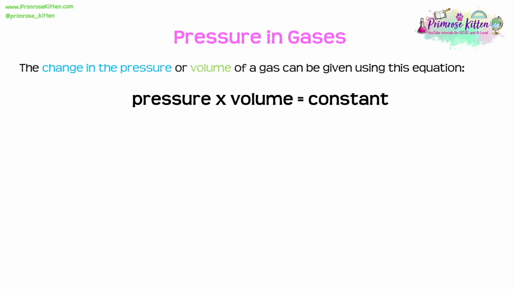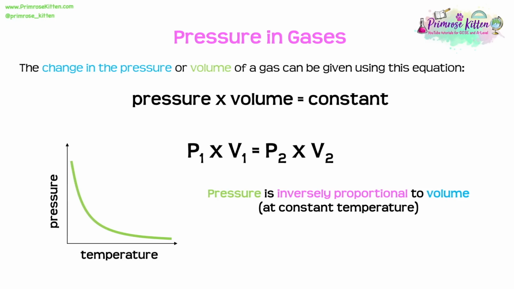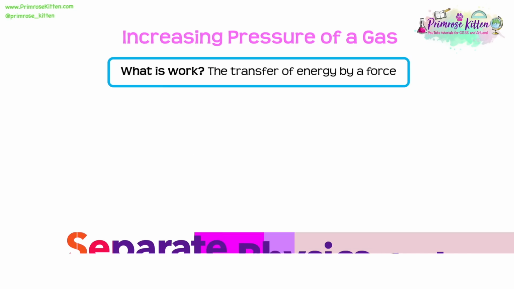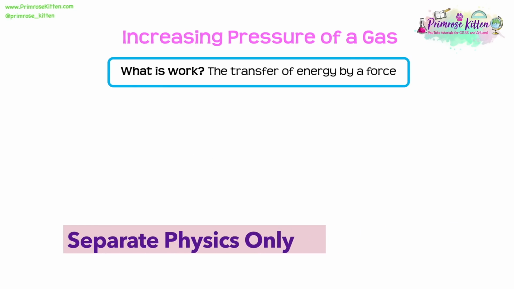And if we have a system where we change the volume or we change the pressure, it can be helpful to use it in this format, where we say P1 times V1, so the pressure and volume initially, is equal to P2 times V2, the pressure and volume after a change. We can see here that pressure is inversely proportional to volume at constant temperature, and therefore as the pressure increases, the volume decreases.